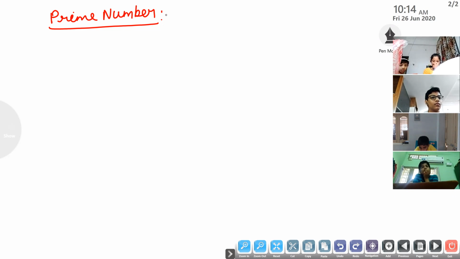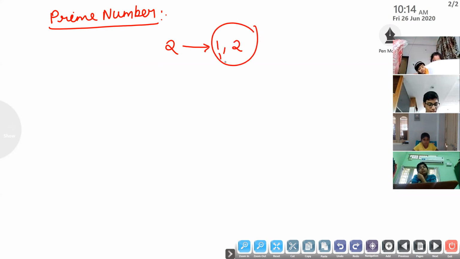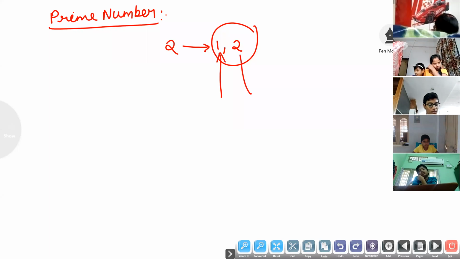Suppose I am writing example 2. 2 will come in the one table and the two table. Prime numbers are those numbers which have exactly two factors. One is a factor, the second is a factor. Exactly two factors is called a prime number.